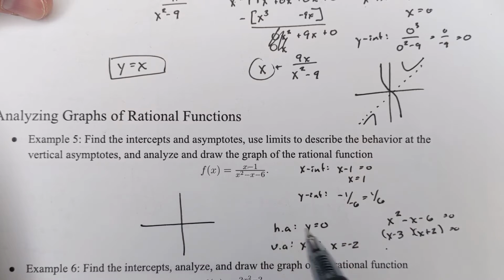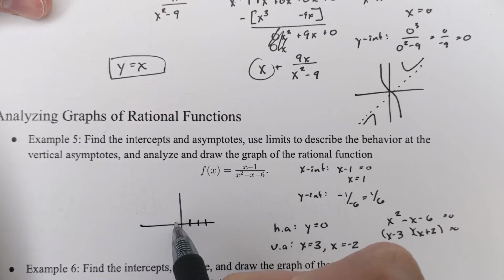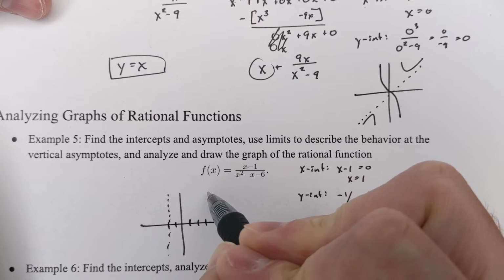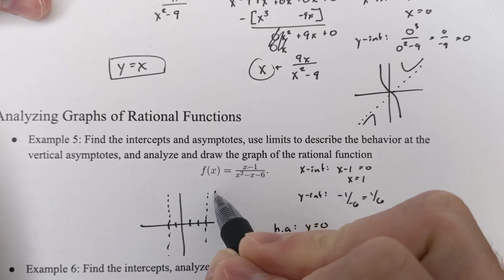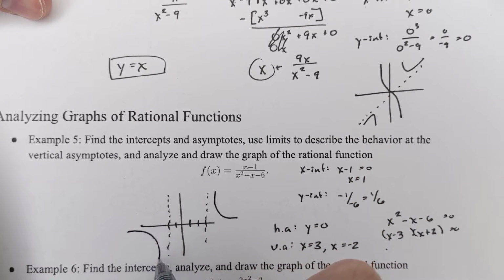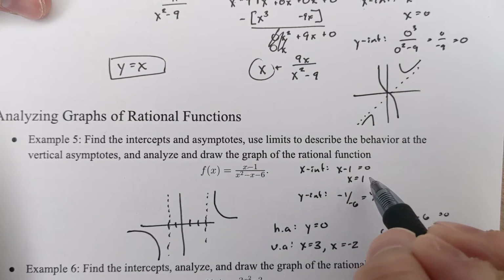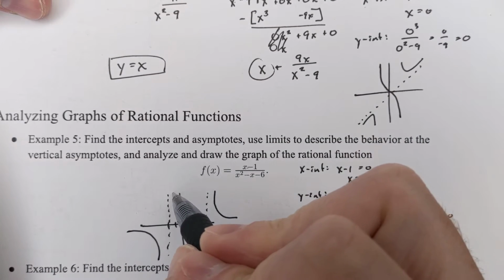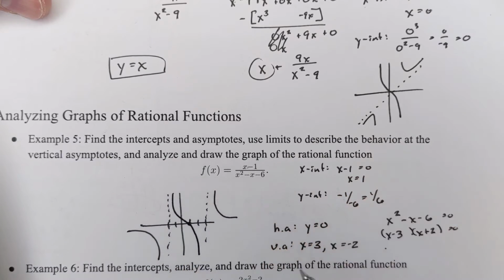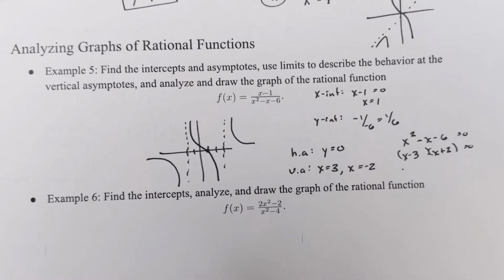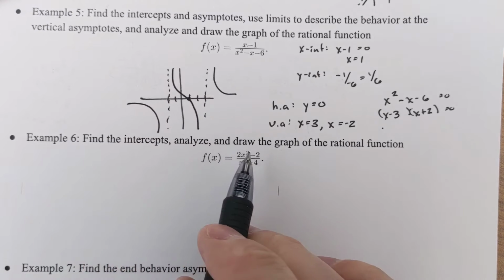And draw the graph. Okay, so it looks like this. So we have 1, 2, 3, 1, 2. So we have a vertical asymptote here and one here. And we're going to cross through. The x-intercept is at 1. So it does something like that, which is roughly that. All right, so 6: find the intercepts, analyze, and so on.